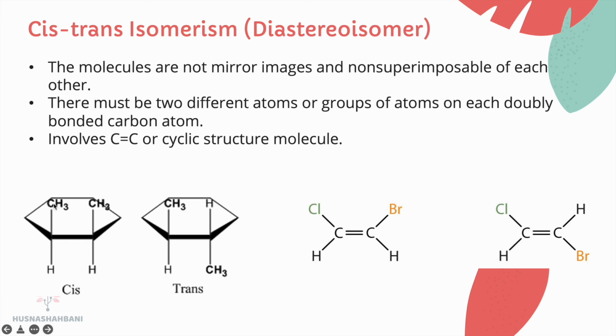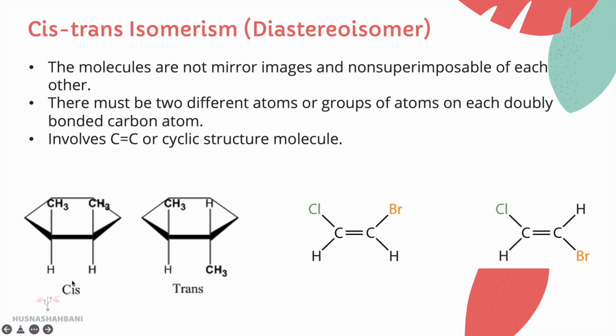So this carbon is attached to CH3, this carbon is attached to hydrogen. And if you look at this carbon, it is also attached to two different atoms or groups of atoms. So this carbon is attached to CH3, this carbon is attached to H. This carbon is attached to CH3 and H, this carbon is attached to H and CH3. So the carbon must be attached to two different atoms or groups of atoms. Then you can identify whether it is cis-trans isomerism or not.